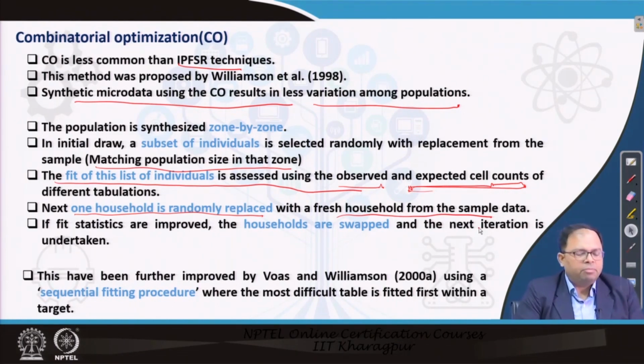I will show it with an example. And this has been further improved by Voas and Williamson using a sequential fitting procedure, where the most difficult table is fitted first within a target. That means we have got several classification tables. The most difficult ones are fitted first and then the easier ones are fitted. So, this is the modified technique by Voas and Williamson.